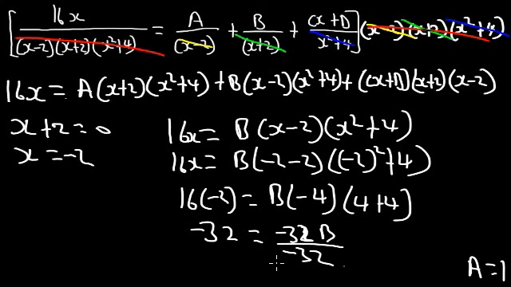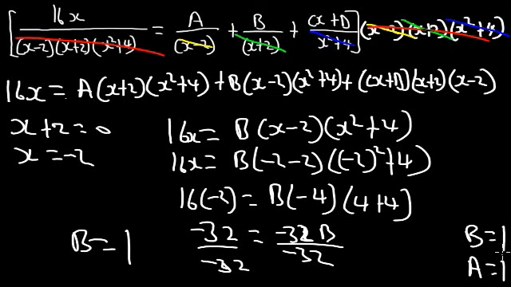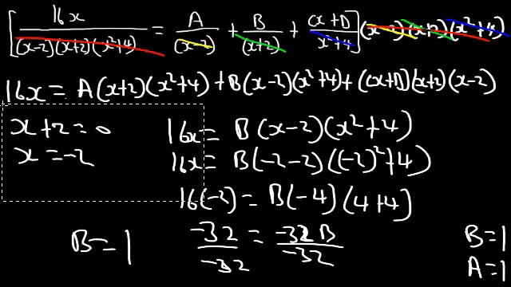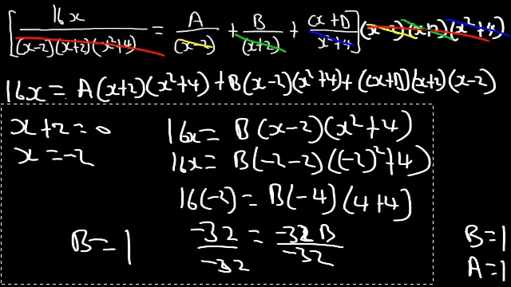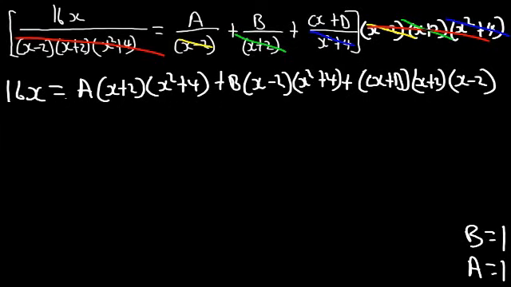Dividing 2 by negative 32, b is indeed equal to 1 as well. So like a, b is also 1. Having gotten b, we can determine the value of d. To determine the value of d, we just need to make cx to be 0. For cx to be 0, x has to be 0.